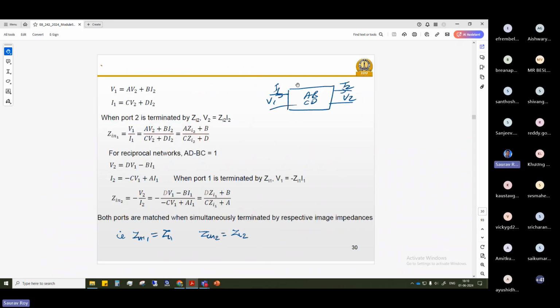So let's say this is a network. Okay, so it might be a filter or any other network. It has two ports, V1, I1 and V2, I2. So these are the voltage and currents, right? Now input impedance, in any term from inside or output on the other side, you can define in terms of voltage by current ratio, and that you can actually do in terms of ABCD parameters. Now this image impedance, what is written here as ZI1 and ZI2.